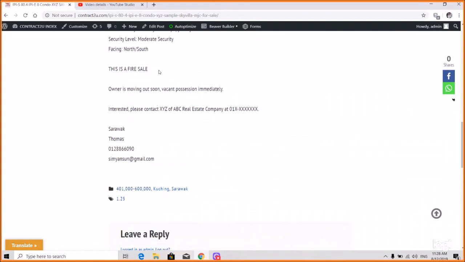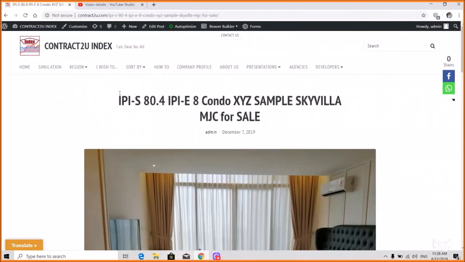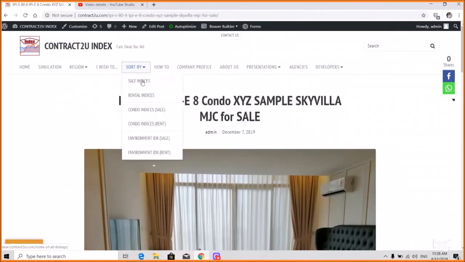The body of the posting: this is a fire sale, owner is moving out soon, vacant possession immediately, please contact. And there was no picture, because if there is any picture uploaded, the picture will be shown here. So in this listing, you can see in the sorting here, it is in sales index, because it is for sale.